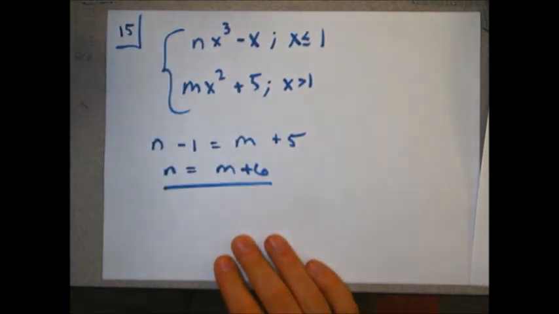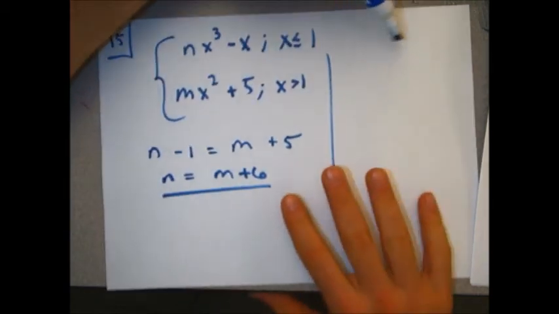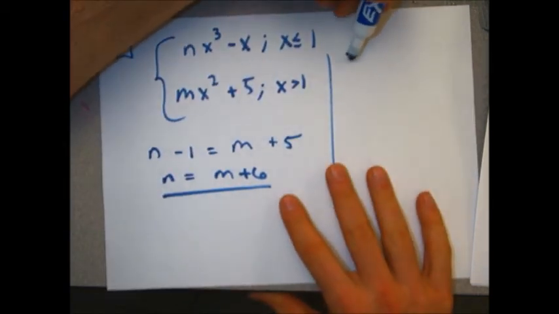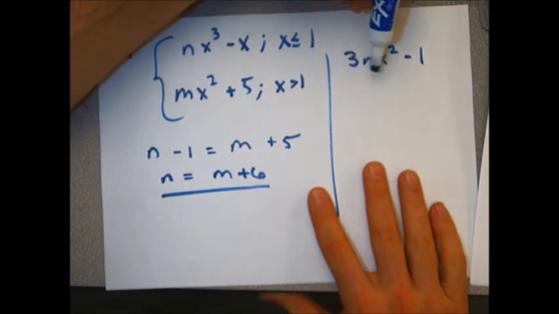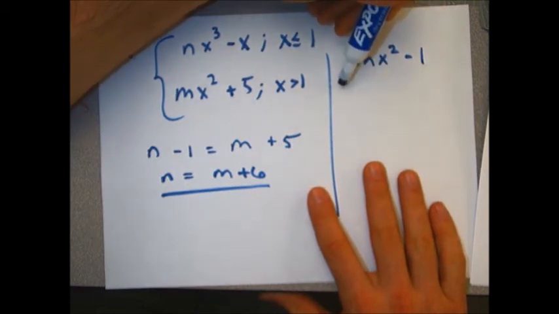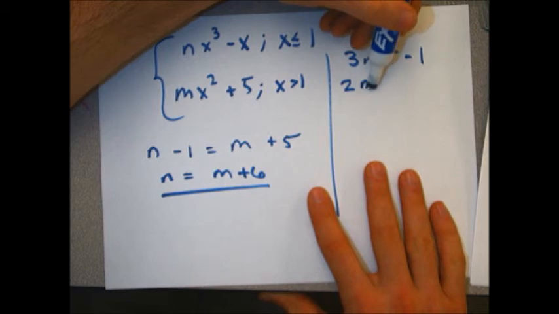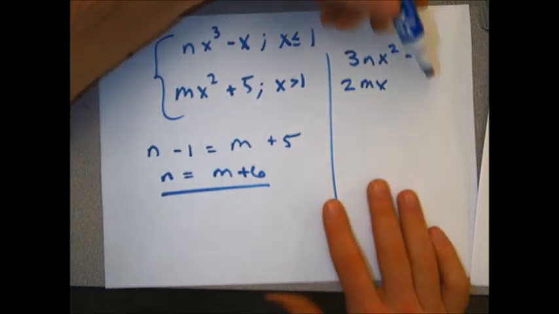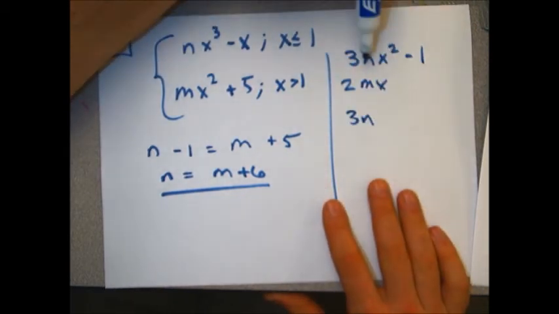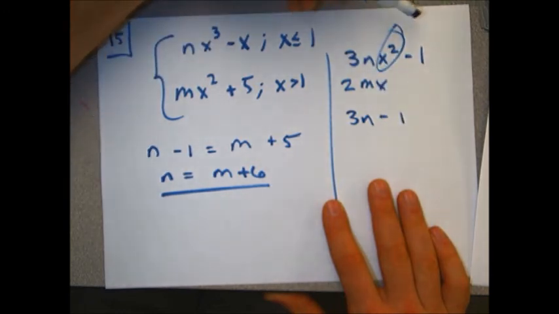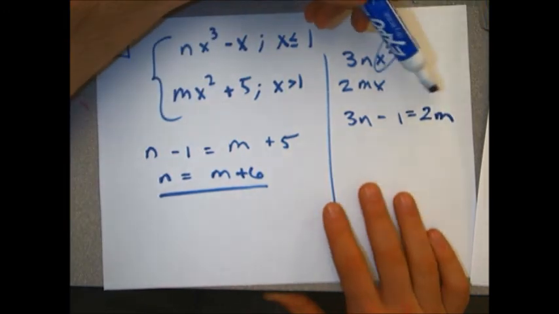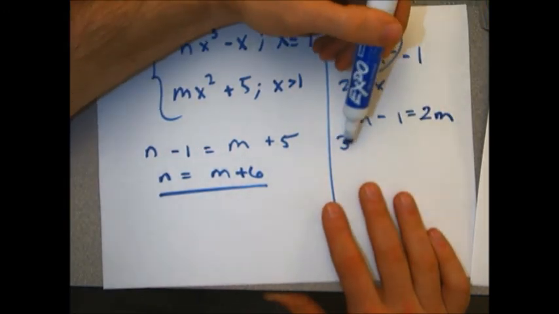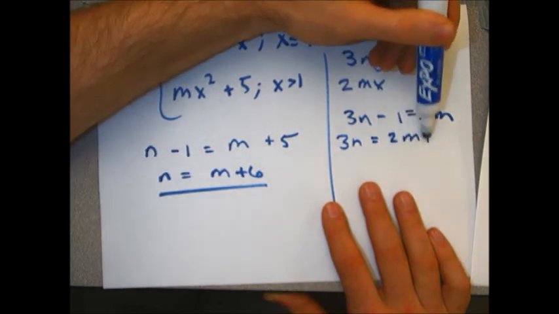But if we took the derivative of each of these, this would be 3n x squared minus 1, because remember n is a constant and m is a constant, and the second one is 2mx, the 5 would go away. Remember x is also 1, so 3n minus 1, this x here I plugged 1 in for, and let's set it equal to 2m. If we go to solve this, 3n is equal to 2m plus 1.